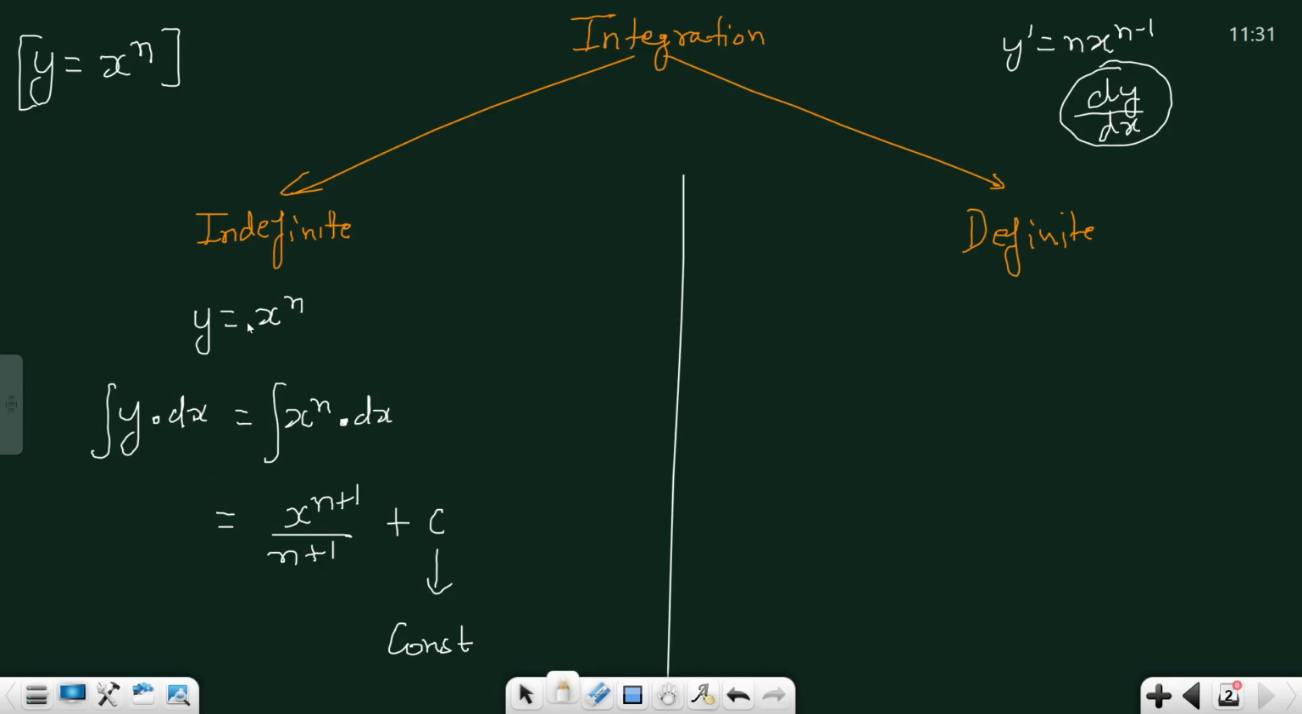For now, just read this much: that y is equal to x to the power n, you have to raise the power by 1 and divide it by the complete raised power, and you have to add a constant c. Clear? Okay?